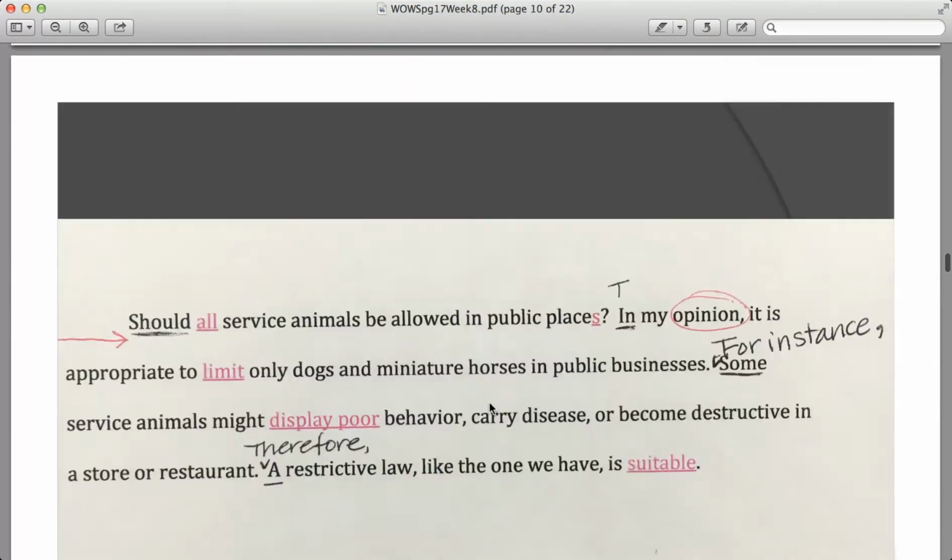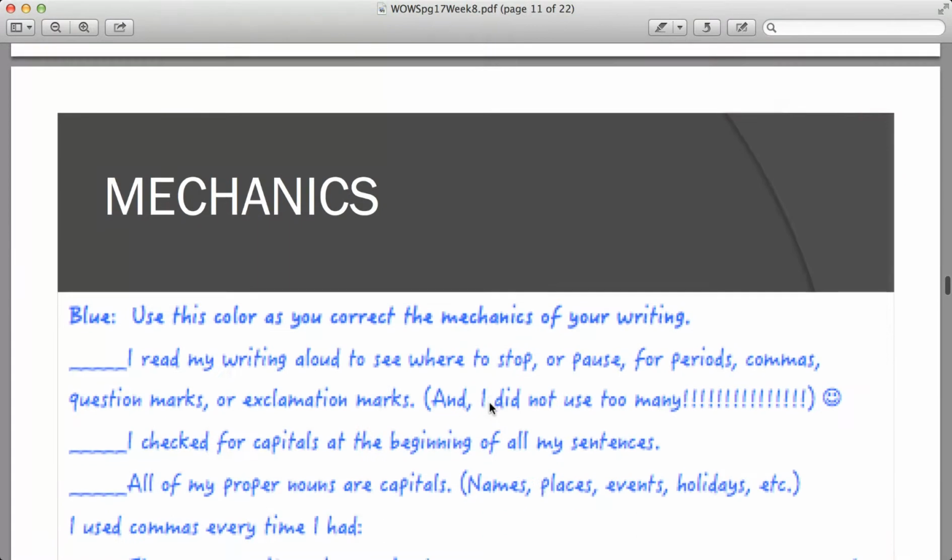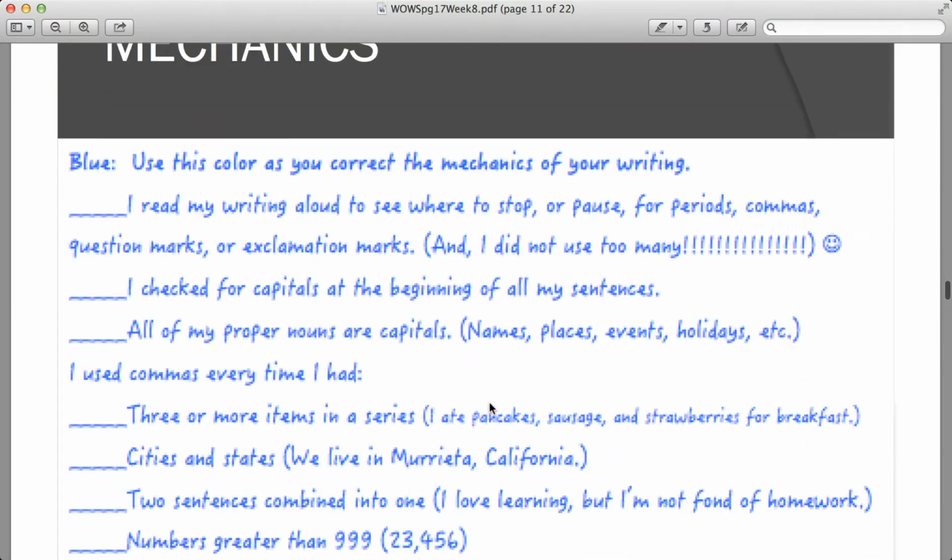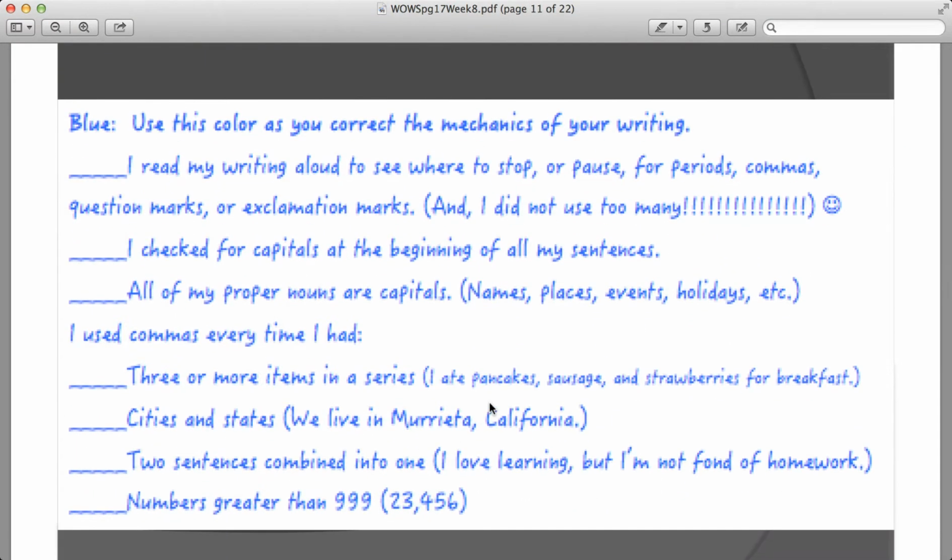When I come down here to my blue marks and I'm working on my mechanics or conventions, you might hear people refer to this as the conventions of writing. These are more of the things that have to do with my periods and commas, the correct punctuation marks, things like that. So here's my checkoff list, and it's in blue. So did I read my writing aloud to see where I need to stop or pause for a period, comma, question mark, or check those exclamation marks?